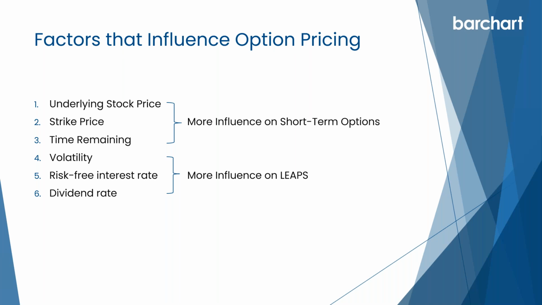So let's remind ourselves of what the factors are that influence option pricing. There are 6 factors, right? The underlying stock price, the strike price, the time remaining, our DTE, volatility, risk-free interest rates, and dividend rate.